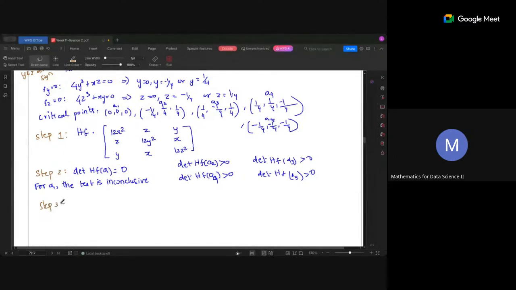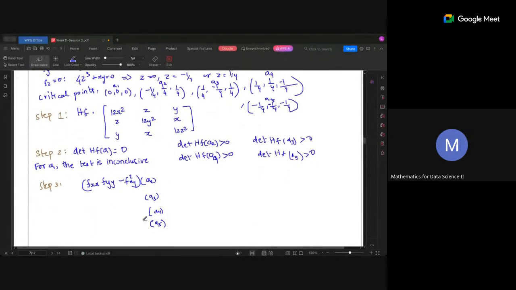You have to find the value of fxx, fyy minus fxy whole square at A2, similarly at A3, A4, A5. For this, you have to calculate and find the signs. So what is fxx, fyy minus fxy square in general?